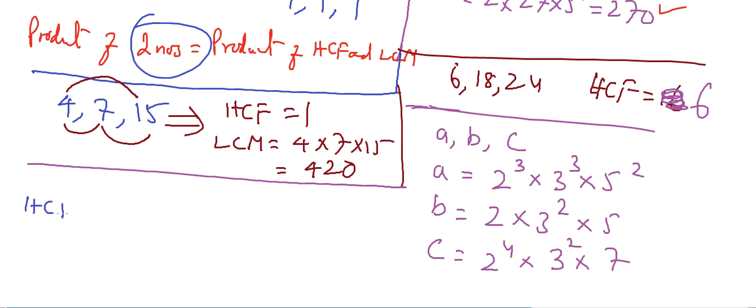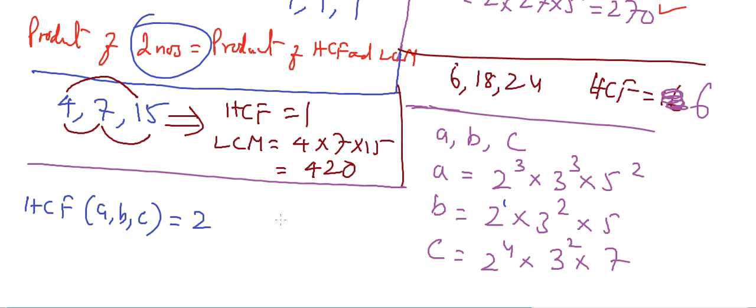So HCF of A, B, C, as I said, identify all the common factors and use the least power and multiply. What are the common factors? 2 and 3. For 2, the smallest power is 1. If there is no power, you have to assume it to be 1. So 2 means 2 power 1.